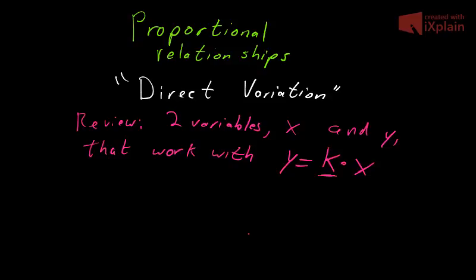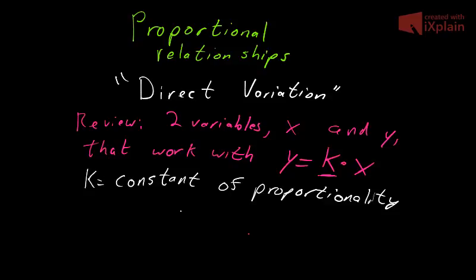And this k here is called the constant of proportionality. So when you see that, you can think k is for constant. I know that's not how you spell constant, but you know, math people made it up. We can't always spell too well, and that's okay.